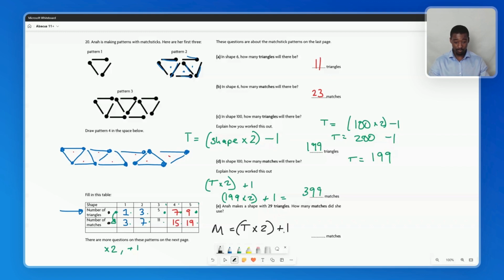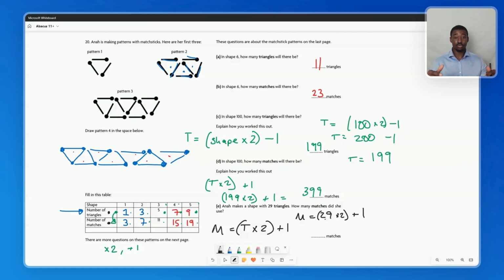So now we're told she uses 29 triangles. So the matches will be 29 times 2 plus 1. Now, 29 times 2, 30 times 2. Again, mental maths will always save us. 30 times 2 is 60. Minus the one we don't have is 2. So 1 times 2 is 2.